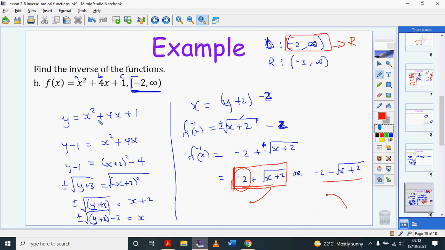Let me just check my work here. x² + 2x. Oh, y + 3. How did it change to 2? This has been 3 the whole time. Sorry about that, guys. This was 3 the whole time, not a 2. Thanks for catching my mistake.